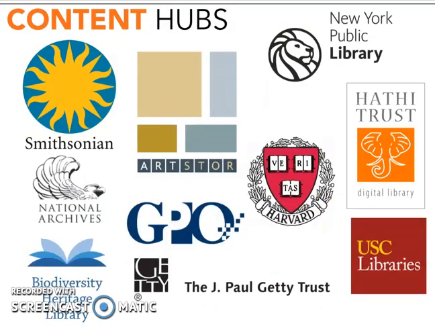DPLA content hubs are large digital libraries, museums, archives, or repositories that maintain a one-to-one relationship with DPLA. Content hubs, as a general rule, provide more than 150,000 unique records for digitized materials from their institutions. They may include online text, photographs, manuscripts, artwork, etc.